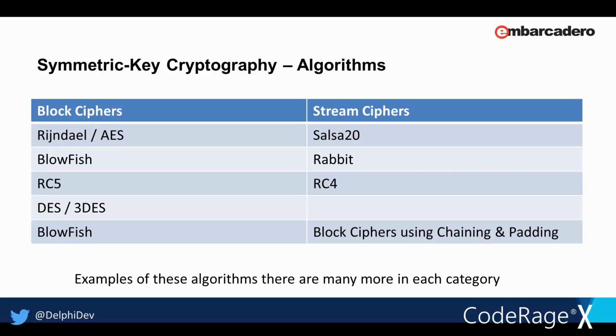Block ciphers, when they use the chaining and the padding, could be considered stream ciphers in some sort of way. I mean, people consider them that way. Some documentation will differ on that one way or another, but ultimately I point that out so that you can be aware of that. Notice these are just examples of the algorithms, and there's many more in each category.